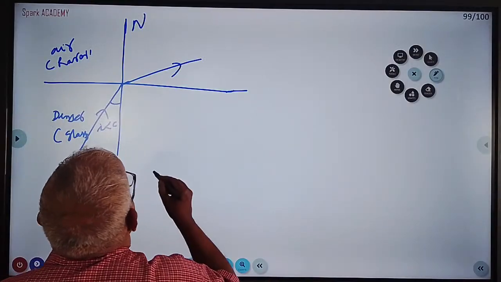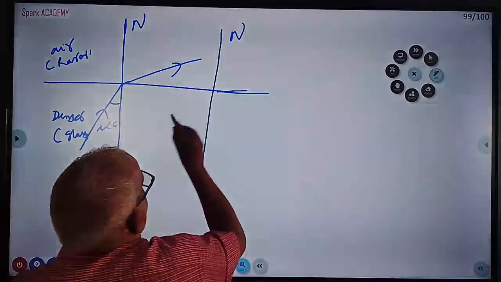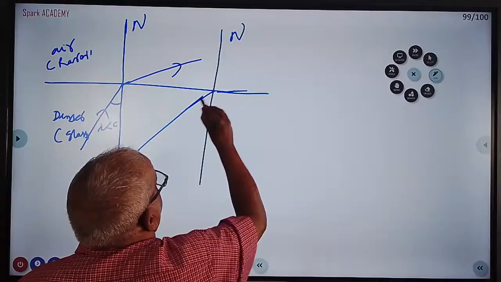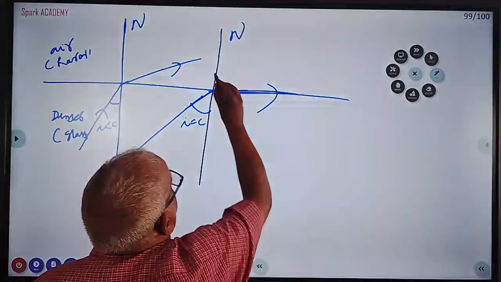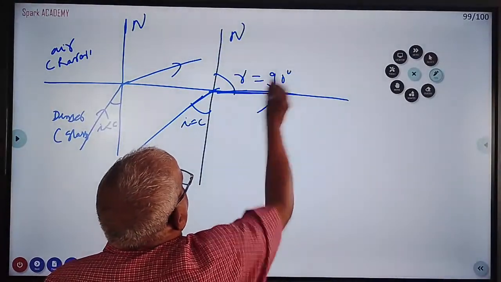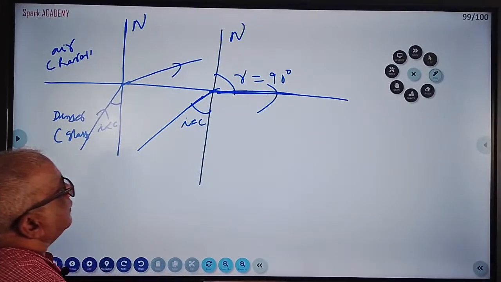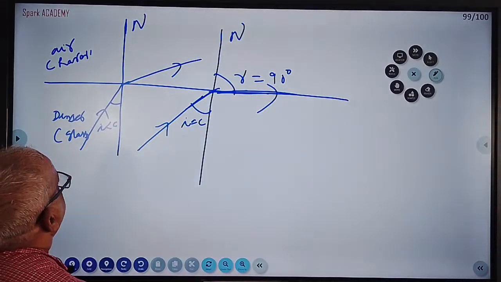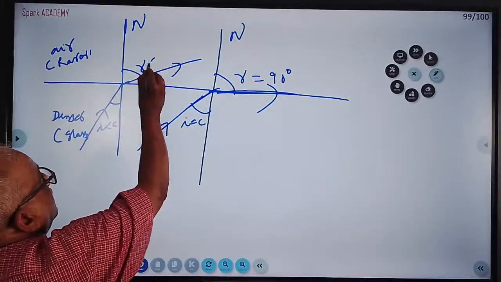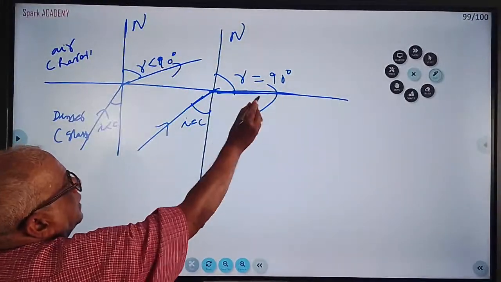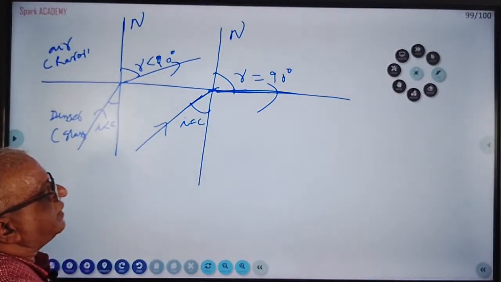I less than C. Now again I am drawing the normal. This is the normal. If I increase the angle, this angle is nothing but equal to critical angle. The ray will graze, then the angle of refraction will be 90 degrees. This is known as critical angle. I is equal to critical angle theta C, or I is equal to C. Here I is less than C, the angle of refraction is less than 90. But here it is equal to 90. This is called critical angle.